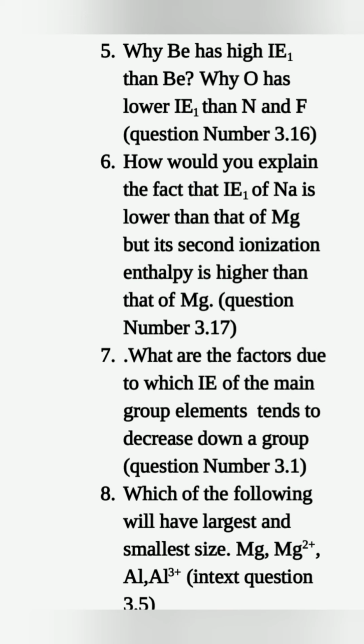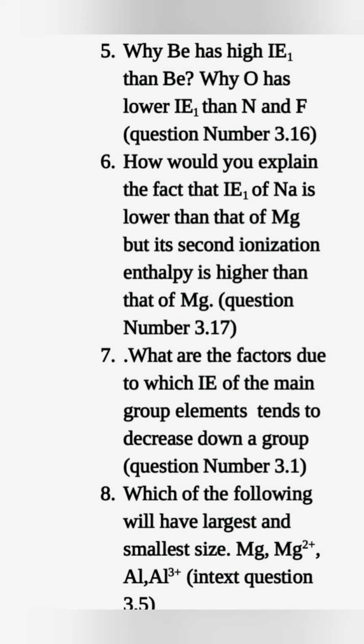So we know first ionization enthalpy is the energy required to remove the first electron. Second ionization enthalpy means the energy required to remove the second electron from the positively charged species, and we can explain it. What are the factors due to which the ionization enthalpy of main group elements tends to decrease down a group? Question number 3.1, we have explained the factors. Then question number 8, which of the following will have the largest and smallest size?